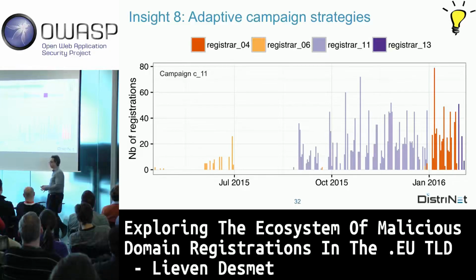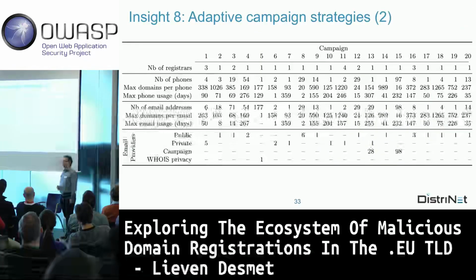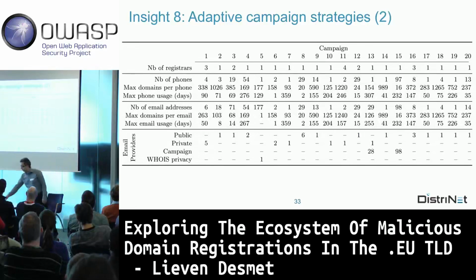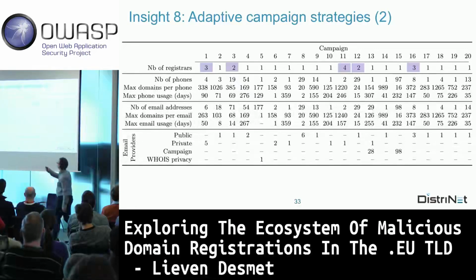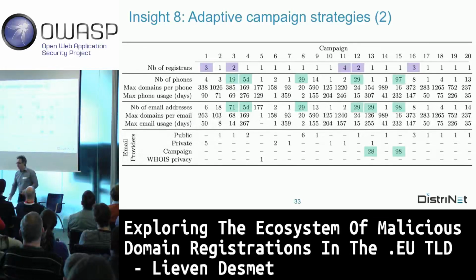But the registrars is something obviously that we can see in the graph, but we saw much more variation within the adaptations done by the malicious actors. So for instance, if you're looking to the registrars, we see some of them are using 3, 2, 4, 3 registrars, in line with the graph we saw before, but they're actually creating fake identities over and over.